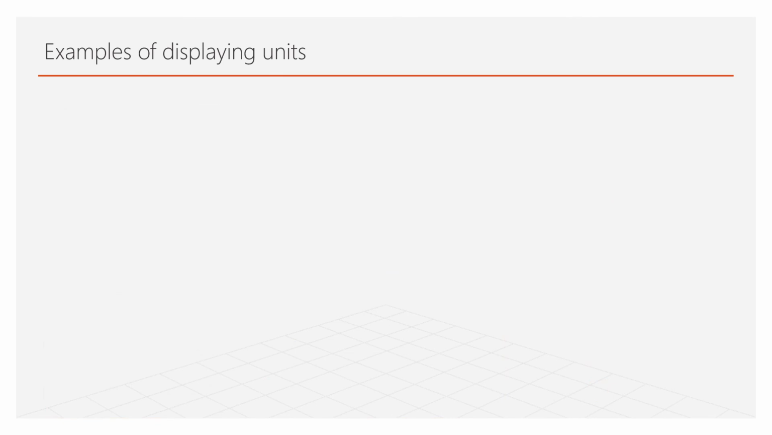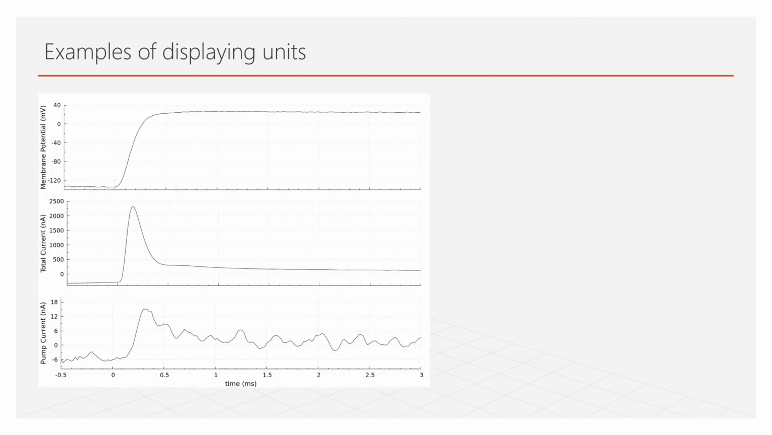Let's now look at some examples of displaying units in practice. Here is a figure that includes 3 charts. All 3 of them have the same horizontal axis, which is time measured in milliseconds. Each of these 3 charts has a different vertical axis, which includes its own label and units. You can see that the top chart is measured in millivolts, and the bottom 2 are measured in nanoamps.